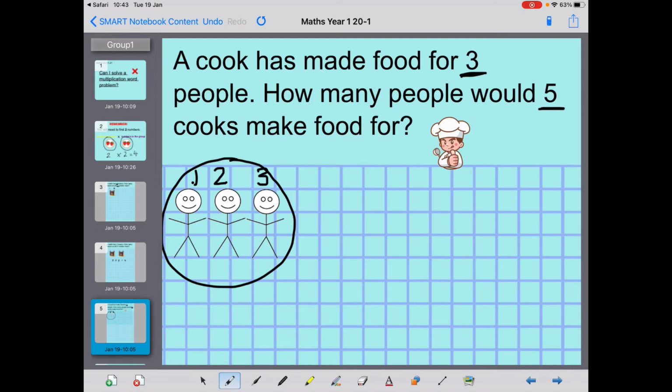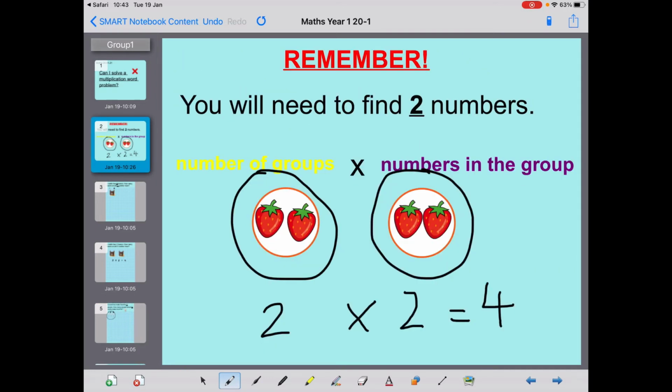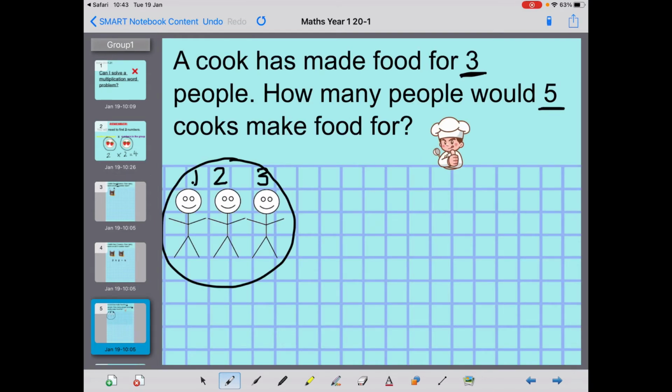So, going back to this, number of groups. At the moment we have 1 chef, 1 cook, cooking for 3 people in his group. So we would write 1 times 3 equals, and then there's 3 people, isn't there? 1 lot of 3. So 1 group of 3 is 3.